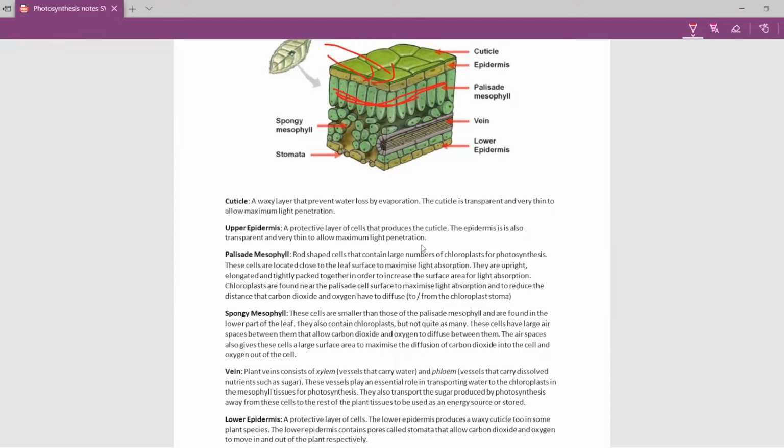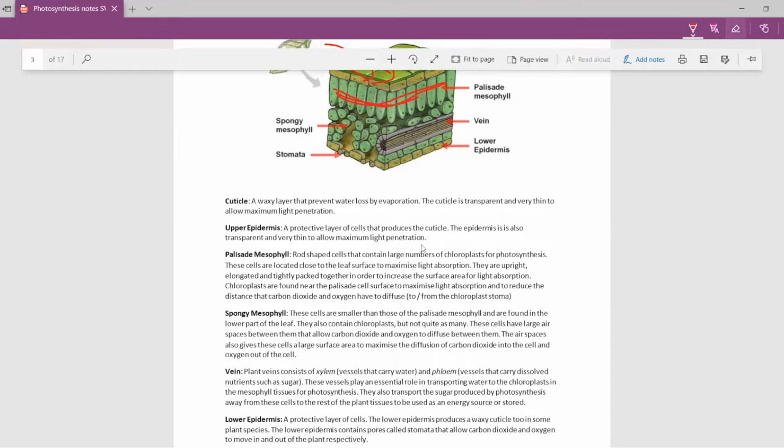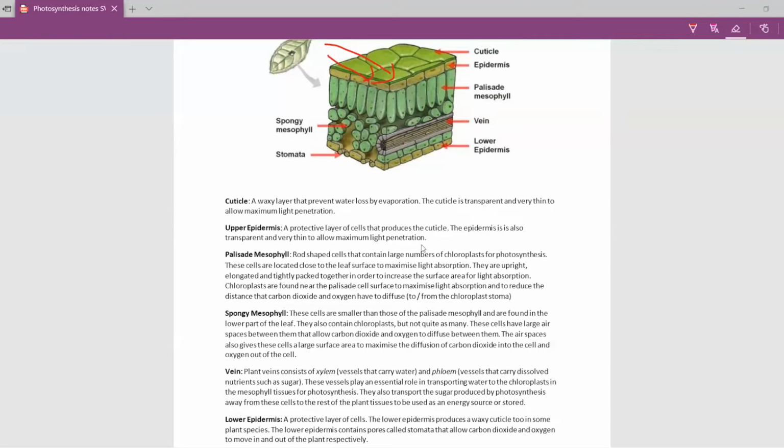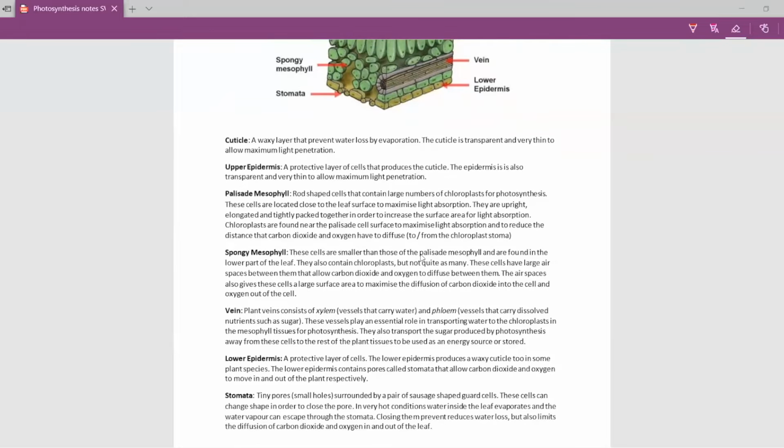The palisade mesophyll is tightly packed, as you can see here. It's tightly packed, regular shaped, and it has more chloroplasts, and it's the main tissue responsible for making food. That's why the top of the leaf is greener.